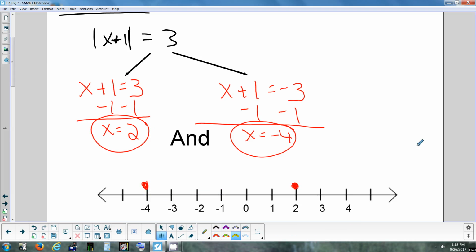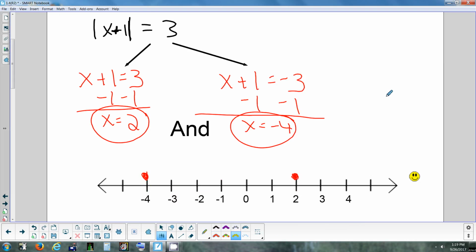That's all I have to do. No more. We're not to the point now where we have to draw lines to connect the dots. None of that stuff. All we're doing is putting those two things. Now, if I wanted to check this, let's check for 2 first. I'm going to plug in 2 for X.